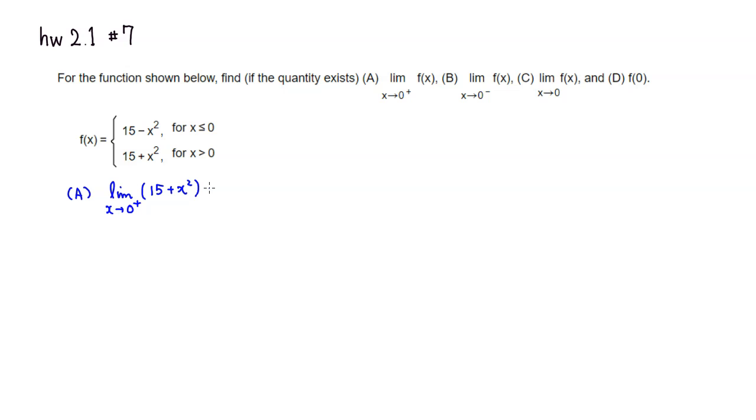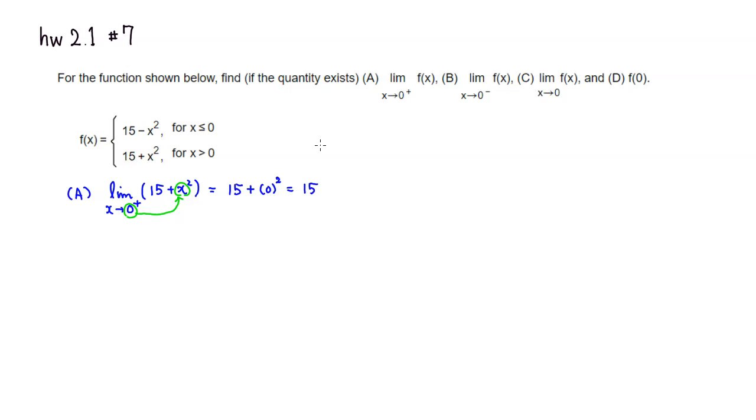As we said before, whenever you're evaluating a limit, you just plug in the value to see what happens. In this case, it's going to work out. So plug in this x value for x. 15 is just a constant, and then you plug in 0. You have 0 squared, which is a long way of saying 0. So it's 15 plus 0, which is, of course, 15.